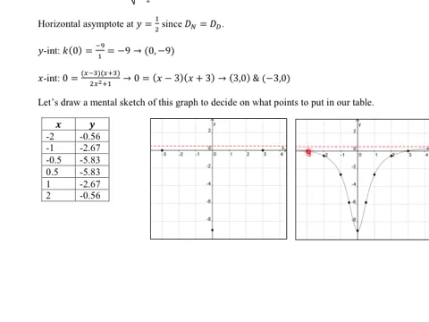Now we'll notice that the horizontal asymptote is the same on both ends, so both ends are going toward it. There's no vertical asymptote here at all. And here's our y-intercept, and these are our x-intercepts.